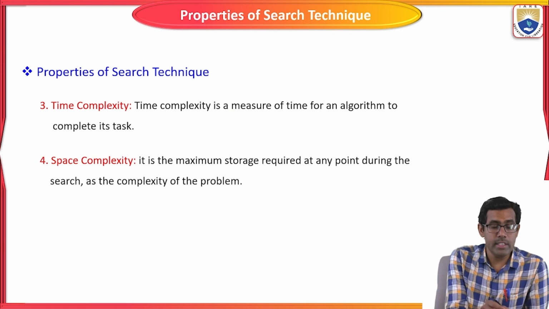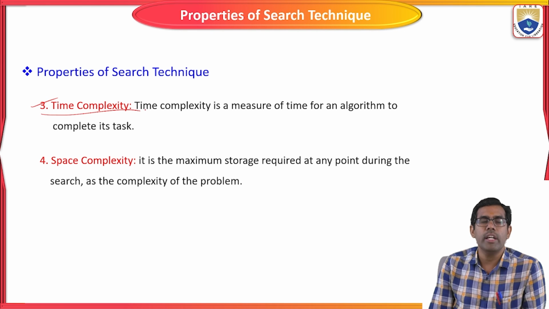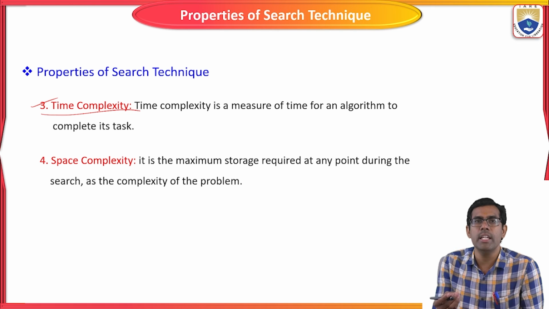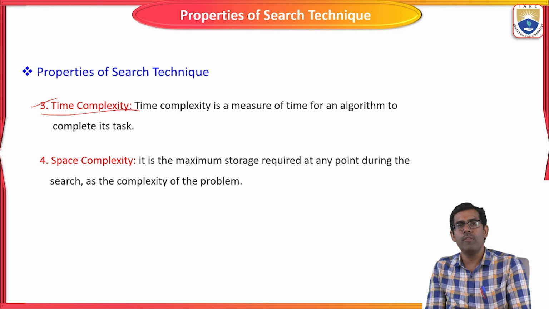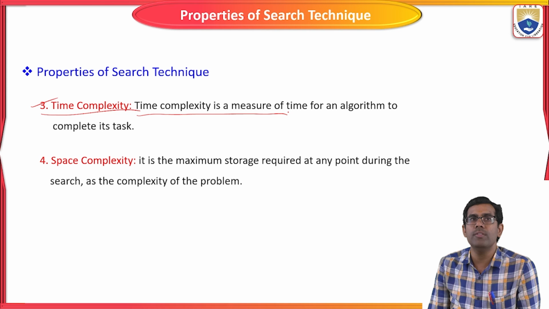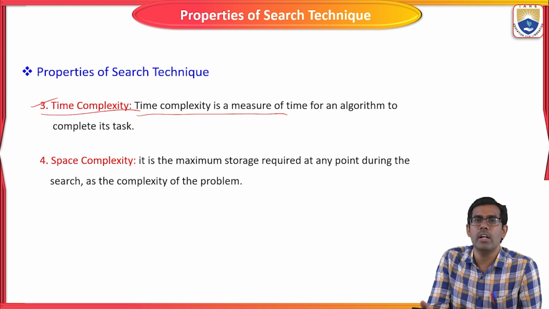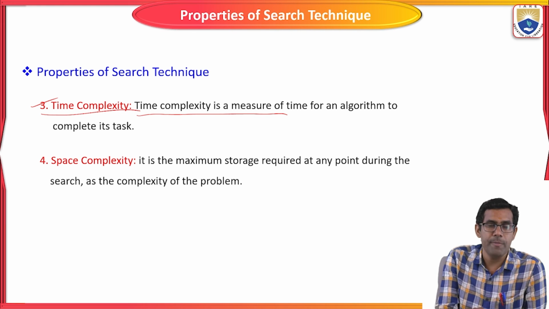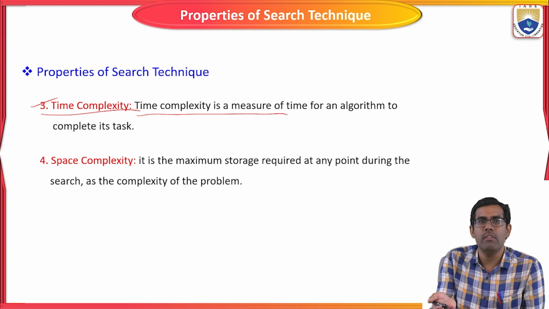The next one is time complexity. Everyone knows what time complexity is: it is the running time, the time a program or machine takes to execute a particular program code. The time complexity is a measure of the time for an algorithm to complete its task. If you have a problem statement, how much time will it take to reach the goal state, or what time is required to produce the actual solution based on your problem statement? That is time complexity: the time required to solve a problem.